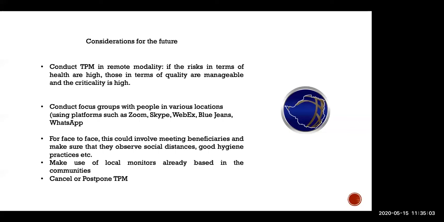If there are focus group discussions, there could be a compromise whereby instead of having 10 people in a group, you could have 3 people in a group who are not sitting close to each other, but maintaining safe social distance. Then it might also make sense to make use of local monitors already based in those communities. I've already alluded to this. Then if the place is an epicenter, a TPM organization, in consultation with the hiring agent or implementing partner, could choose to postpone the TPM to a later stage where it's safe to do so.